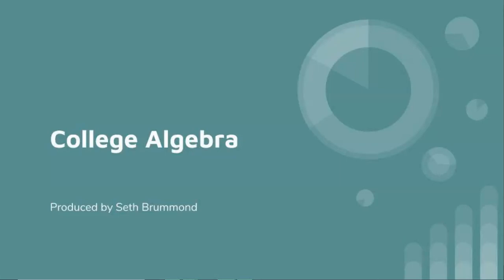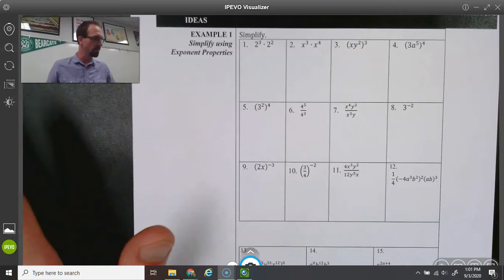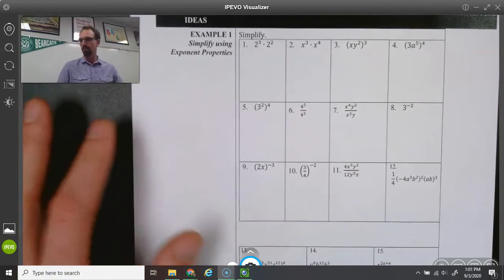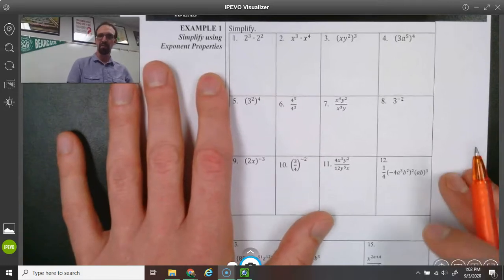Hi friends, welcome to example number 1 from the Properties of Exponents Unit R Day 3 video. Now we're going to be looking at simplifying. So here I've got simplify using the exponent properties, and this is number 1.